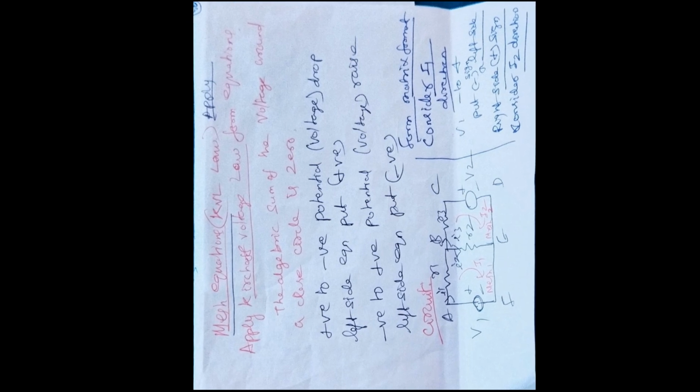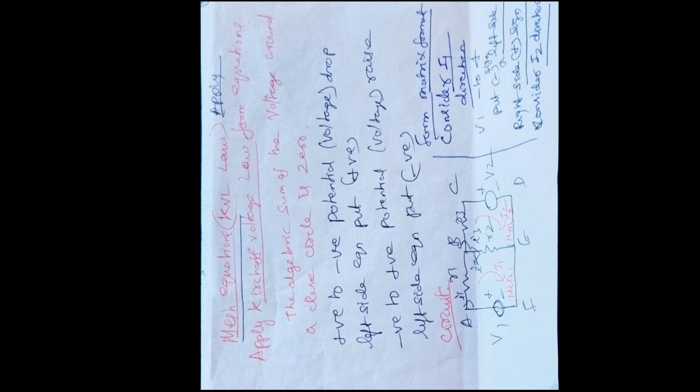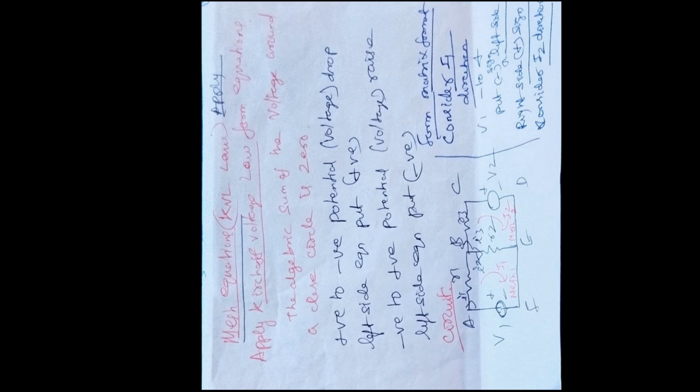Circuit theory. Mesh equations: how to form mesh equations. Apply Kirchhoff's voltage law: the algebraic sum of the voltages around a closed circuit is 0. Using that you find the equations. Voltage signs: how to write them. Positive to negative is a voltage drop; put a positive sign on the left side of the equation. Negative to positive is a voltage rise; put a negative sign on the left side. That is the sign convention for voltages.